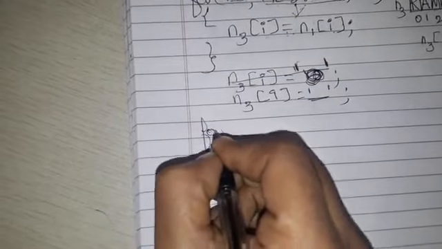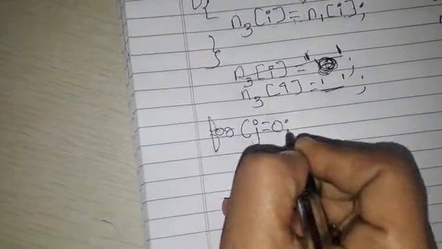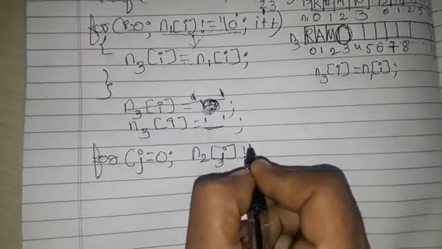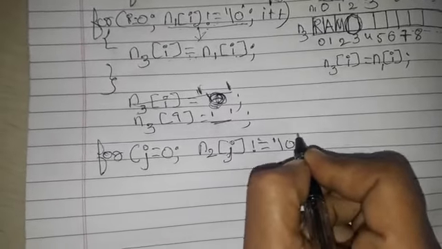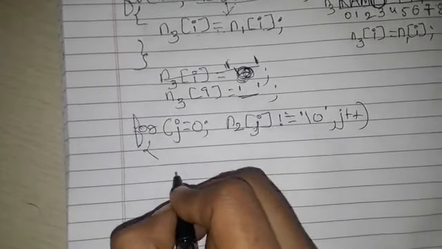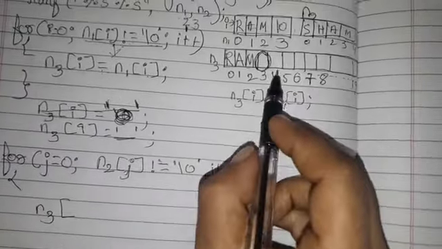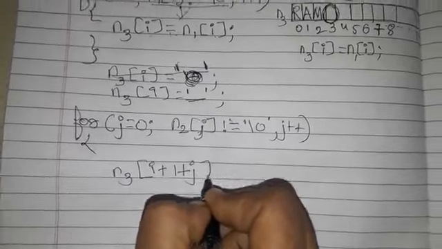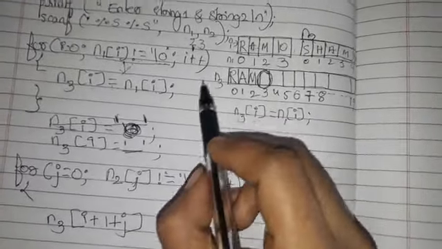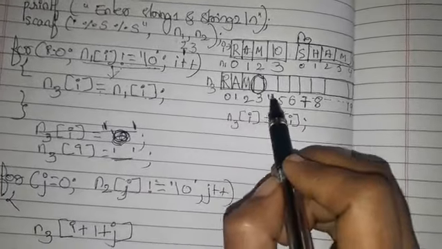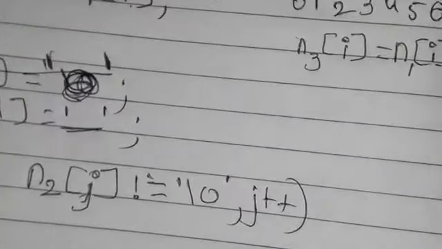That's why I will take it here: for j is equal to 0, n2 of j is not equal to null, j plus plus. Next, n3 of, I want to fetch now what? 4. n3 of i plus 1 plus j. Why have I taken n3 of i plus 1? Because the recent value of i is 3. So 3 plus 1, because I want to get 4. That's why i plus 1.